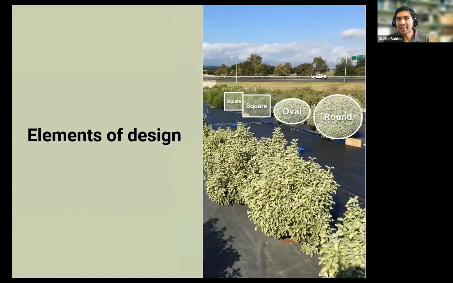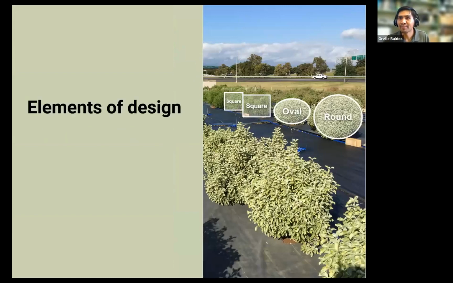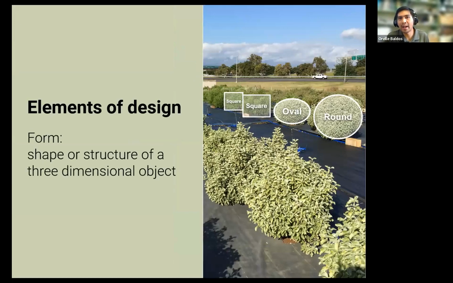Okay, let's look at the elements of design with form first. Form is defined as the shape or structure of a three-dimensional object. Since we're focusing on plants, we're looking at the form of the plant. Some plants have round shapes, some have oval shapes, some have square shapes, or some even have irregular shapes. And you can use form in a design to create interest.